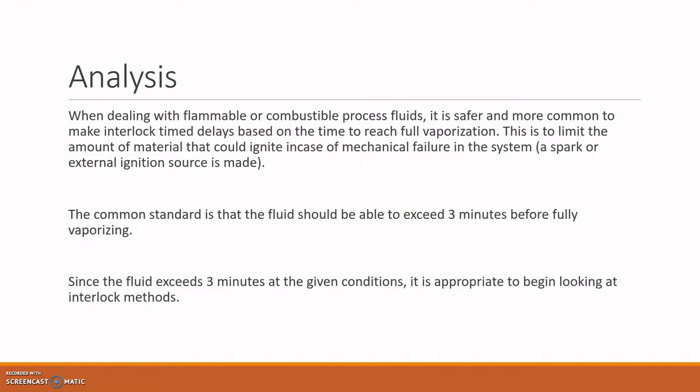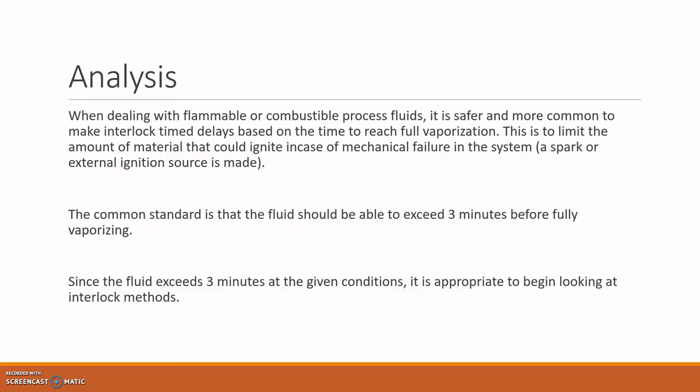So once you have these values, you need to analyze them and figure out what the next steps are going to be. So in most cases, when dealing with flammable or combustible process fluids, it's safer and more common to make the interlock delays based on the time to reach full vaporization. And this is to limit just the amount of material that could ignite in case there is mechanical failure in the system, which just means like there's a spark or some external ignition makes its way into the system.